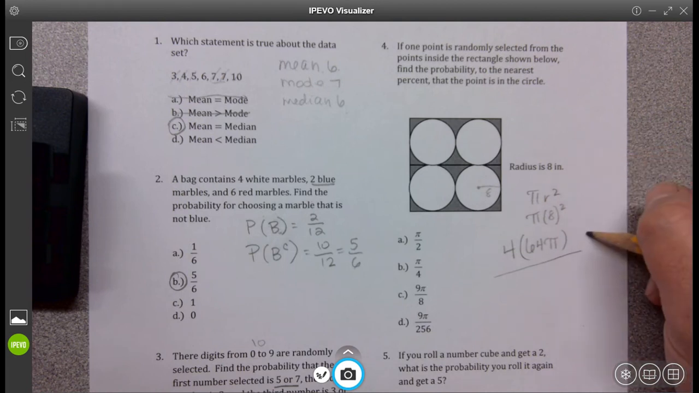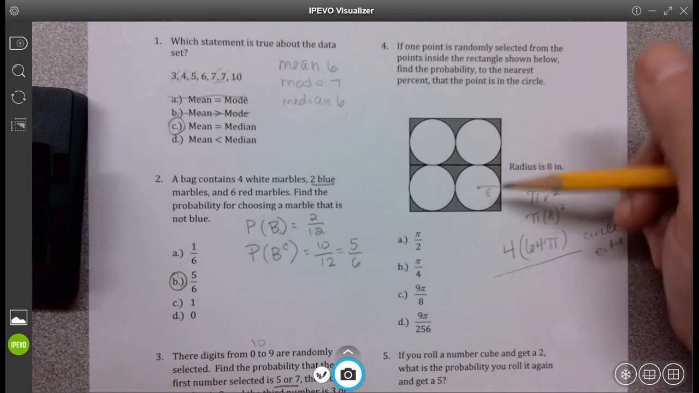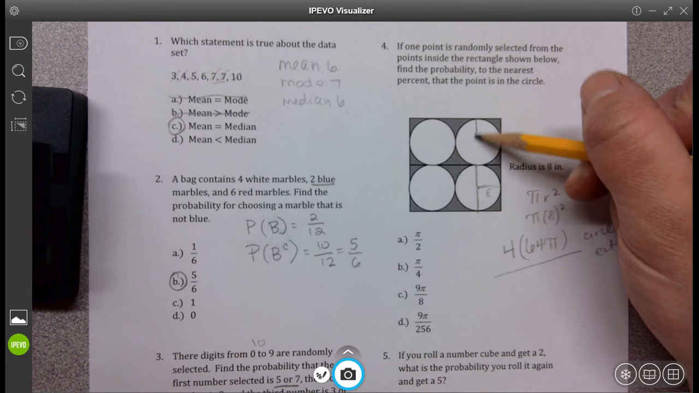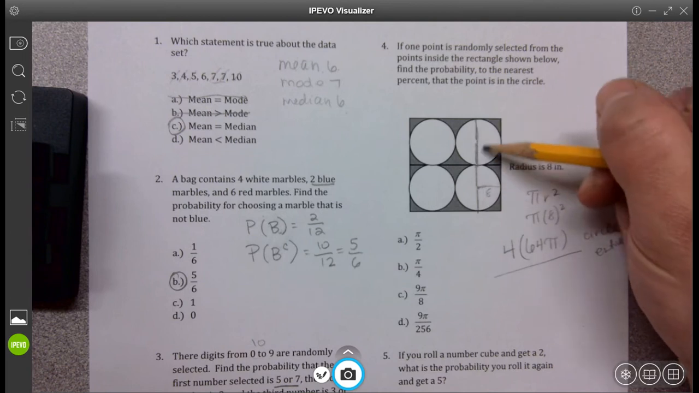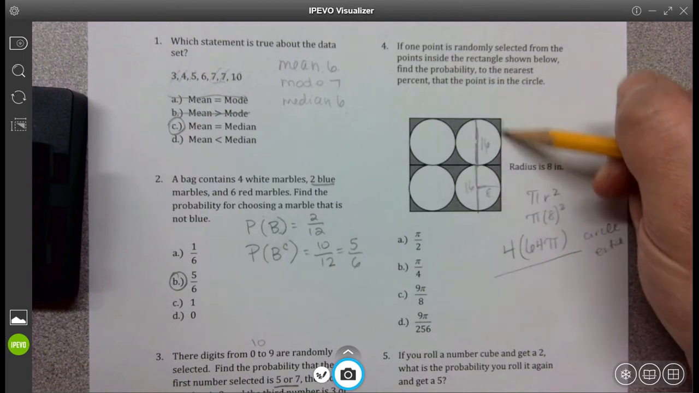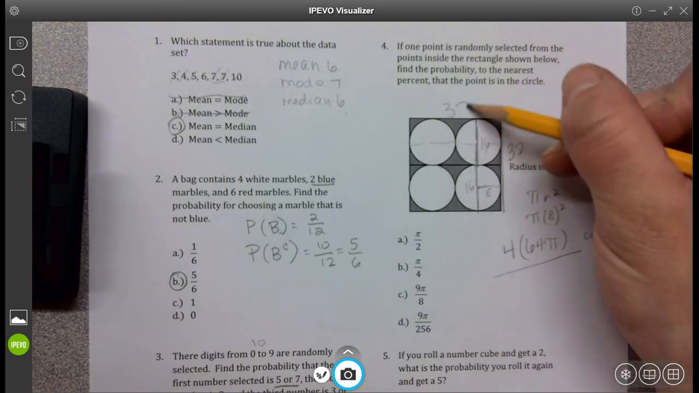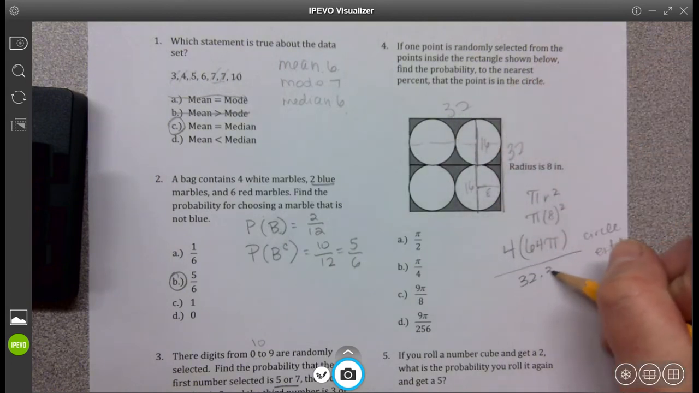So the probability of a circle out of the entire thing is, well, if this is 8, this is also 8, and this is also 8, and this is also 8, and this is also 8. So the diameter is 16. So one side is 32. Therefore, this side is also 32. So it's a 32 by 32 square.